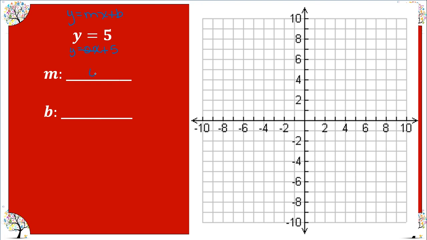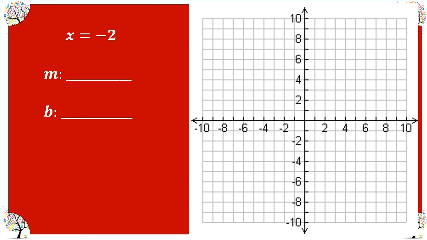So our slope is 0. And we do have a y-intercept of (0, 5). So we're going to start at (0, 5), and then we just have the horizontal line going through the 5 on the y-axis. So when you have y equals some number and there's no x, remember it passes through the y-axis at that number.